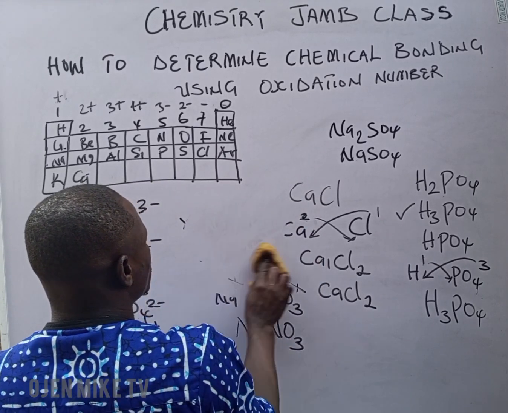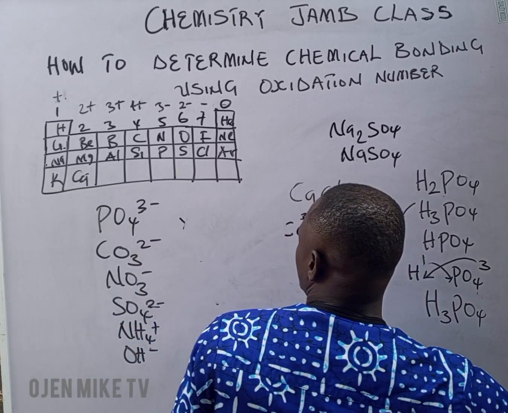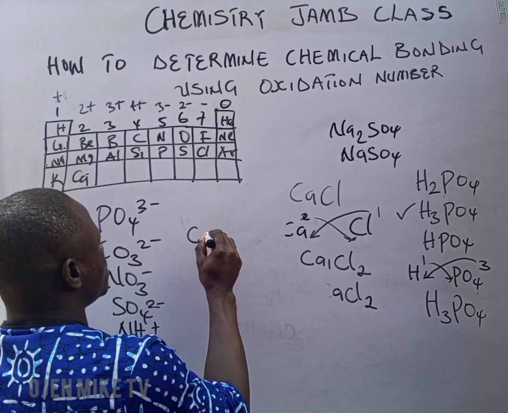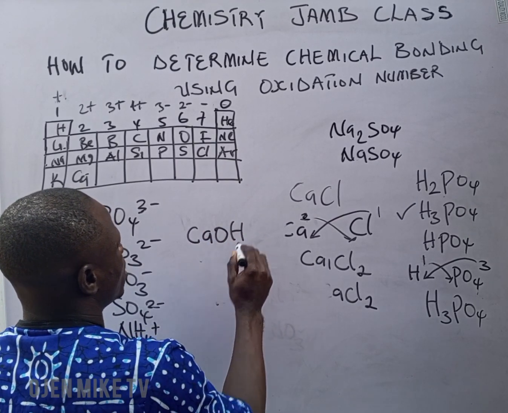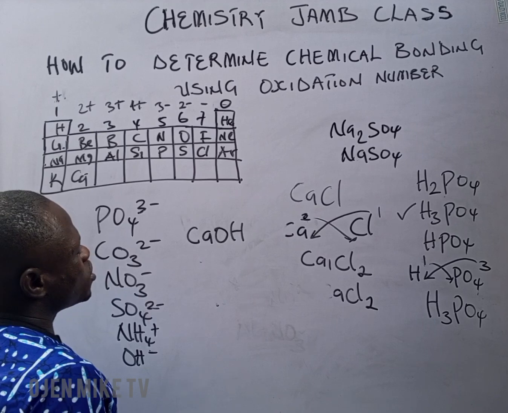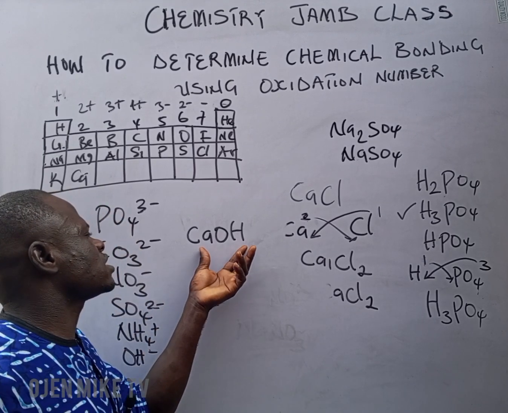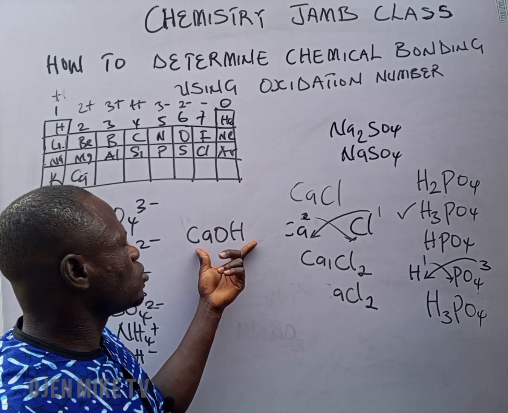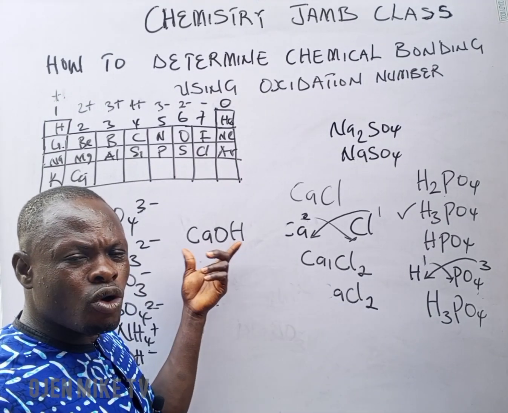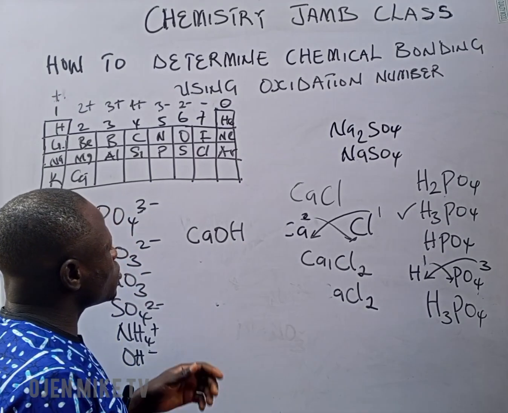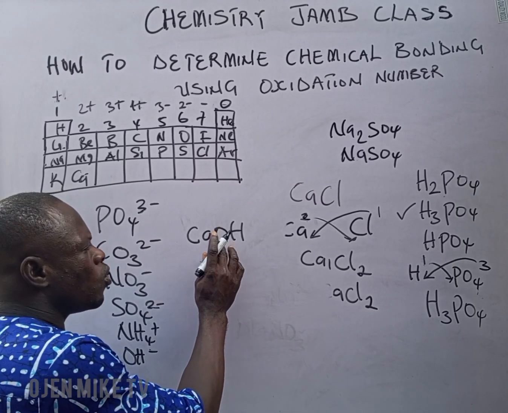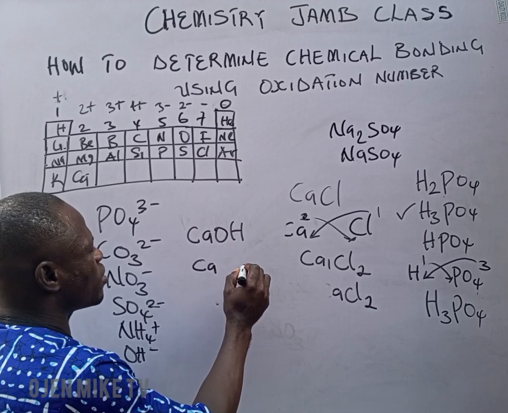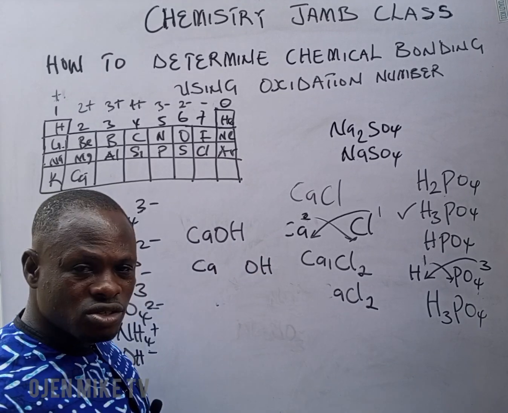Now in a situation where you have something like CaOH, you now begin to ask yourself, this is calcium hydroxide. Now that is quick line. Now you begin to ask yourself, is this compound correct? Let us see whether it is correct. This OH is a radical, as a single unit, so we have Ca and we write what? OH. Do you get that?